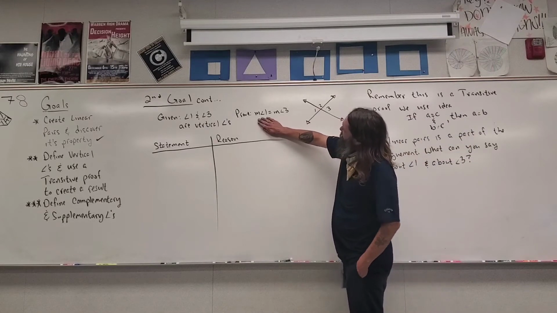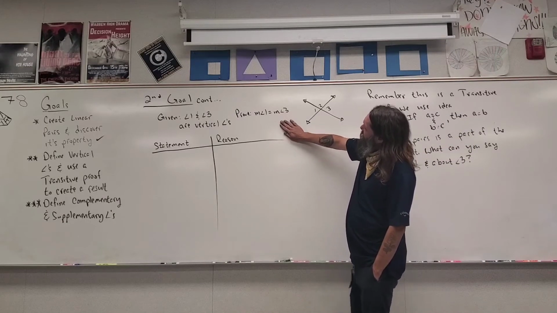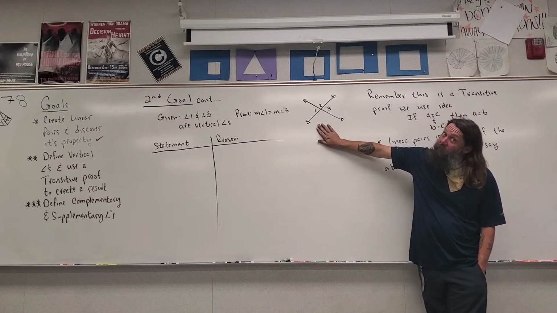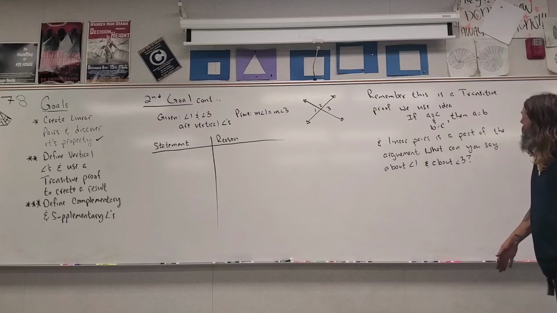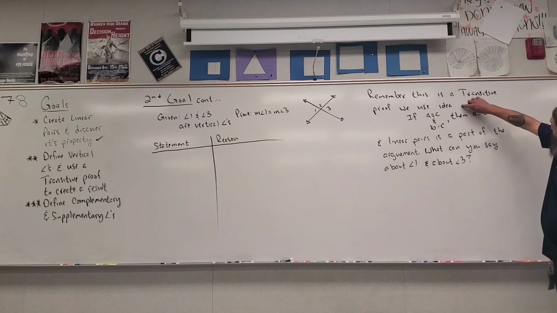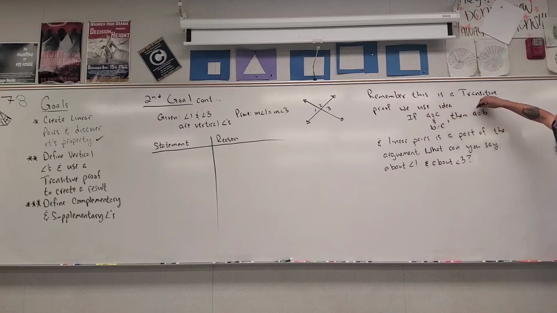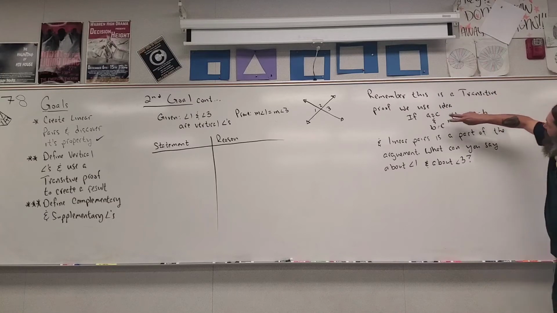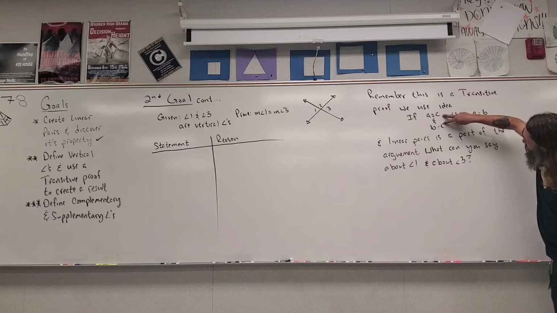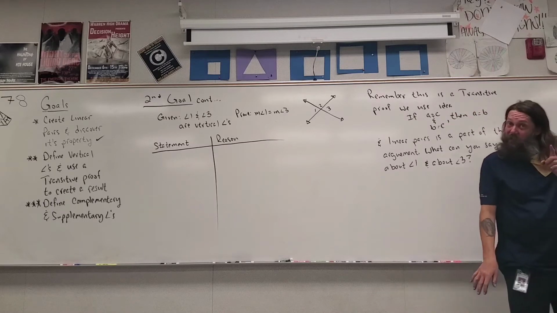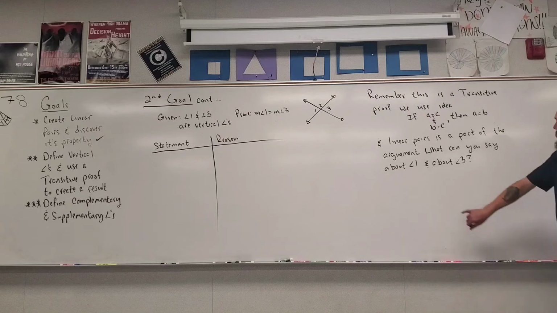We're trying to prove that the measure of angle 1 equals the measure of angle 3. Here's a picture that represents what we're going to be arguing about. And I just want to remind you that this is a transitive proof, and we use the idea that if A equals C and B equals C, then A must be equal to B. If two things are equal to a third thing, then those two things are equal. And also, linear pairs is a part of this argument.